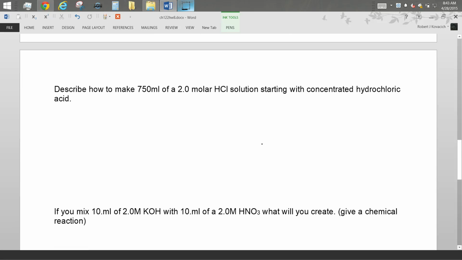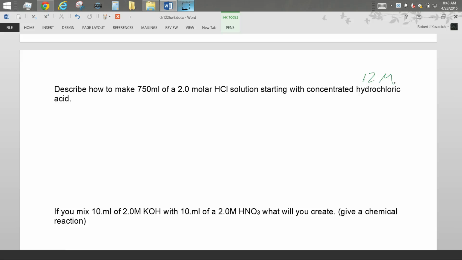Describe how to make 750 milliliters of 2 molar hydrochloric acid solution with concentrated hydrochloric acid. So the first thing you need to know is what concentrated hydrochloric acid's concentration is. And what is that? 12. So this stuff here is 12 molar. And what I need is 750 milliliters of 2 molar.